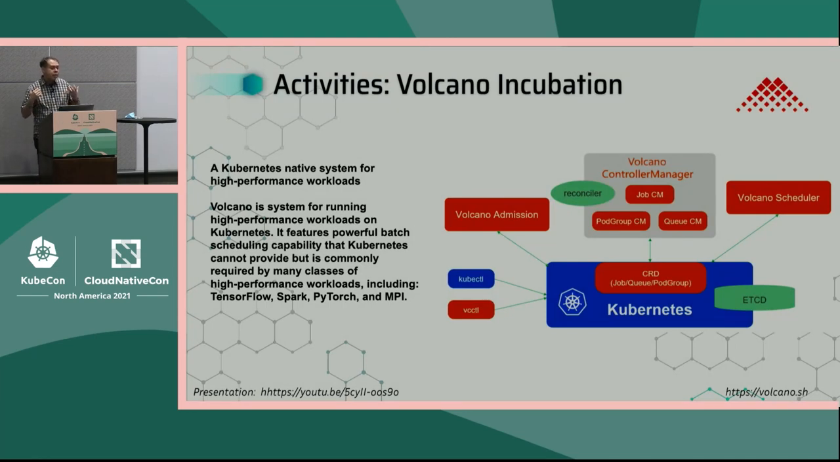Volcano is a project currently going for incubation. What they're trying to do is handle workloads where you need to schedule a lot of resources ahead of time before you run that workload. Very intensive workloads, AI and machine learning type of workloads, qualify for this. So for example, for processing a lot of data, you need to reserve like 100 cores or a lot of memory across multiple nodes. This project allows you to do that. It integrates with things like TensorFlow, Spark, PyTorch, some of those really popular big data and machine learning frameworks.